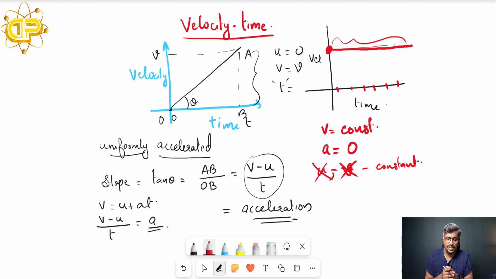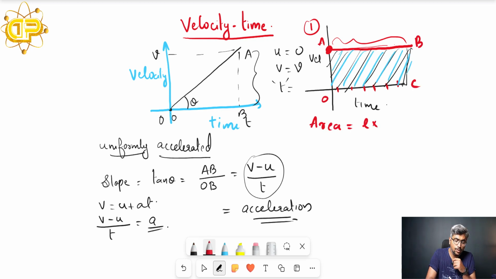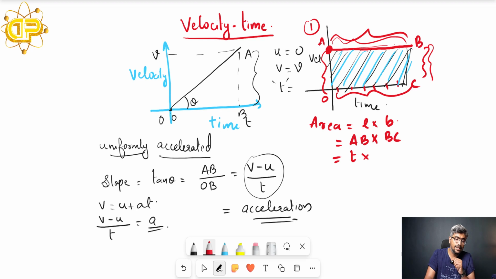And one more very important thing is that just imagine that this is a case. Here, if I am finding out the area under this particular graph, then what will I get? Area is equal to length into breadth. AB into breadth, breadth means BC. So AB into BC. AB is nothing but OC, that is equal to time, into BC. BC is nothing but the velocity. So velocity into time. So if I'm finding the area, I'll get velocity into time, which is nothing but displacement.